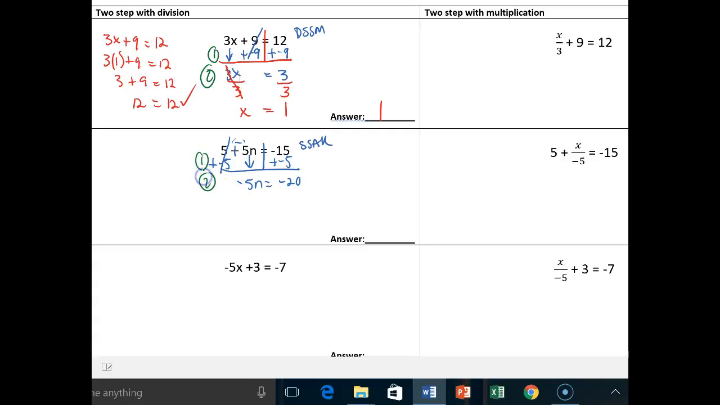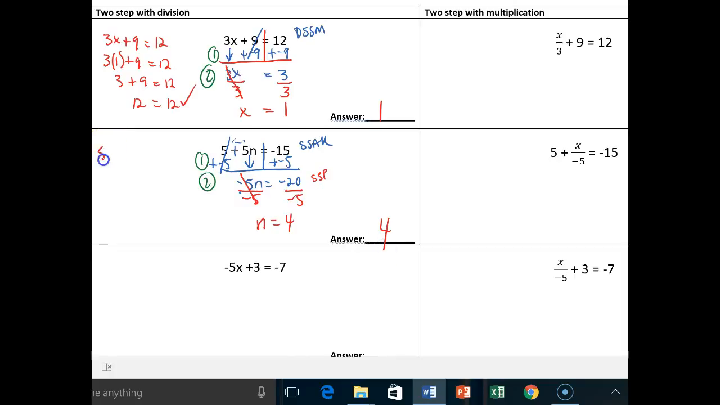And then step 2 is, okay, I see some number times negative 5 will give me negative 20, so I divide by negative 5. Not by 5, but by negative 5. These cancel out because it's 1, so n is equal to a negative divided by negative. That's SSP. Same signs positive. It is positive 4, so 4 is your answer.